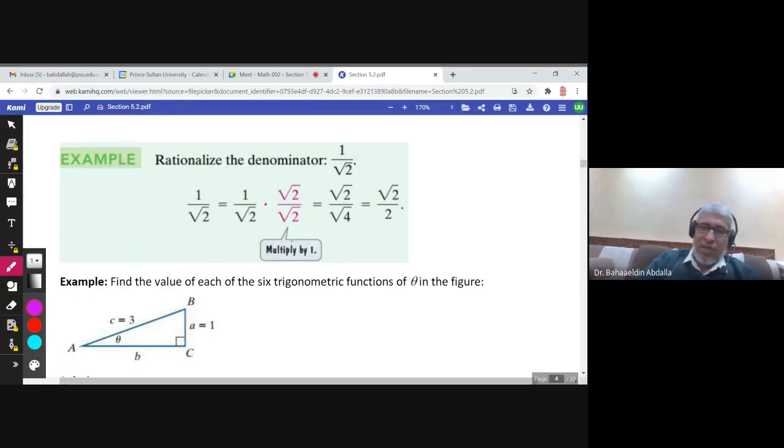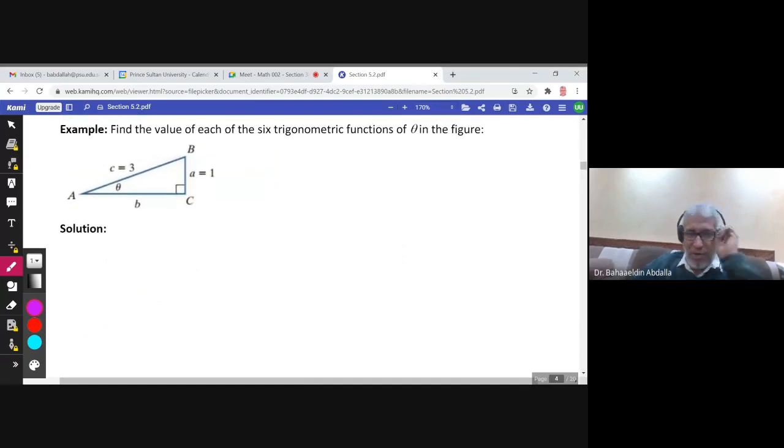Let us solve this example. Find the value of each of the 6 trigonometric functions of theta in this figure. And now C is given, but B is not known. So what do we have? This is the angle theta, okay? We have the side opposite to theta, and we have the hypotenuse.